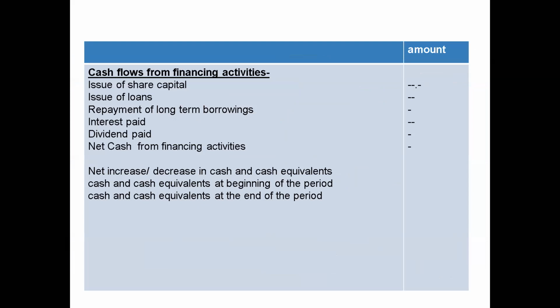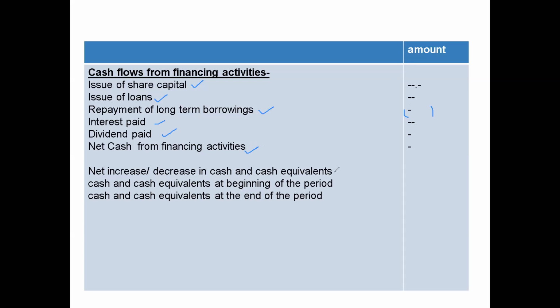Next is cash flow from financing activities. So again, issue of share capital is the cash inflow. Issue of loans, the company receives loan. When there is repayment of these loans or shares or any borrowings, then that is a cash outflow. Interest paid, dividend paid is also cash outflow. So again, by calculating all these amounts, we'll get the net cash from financing activity.